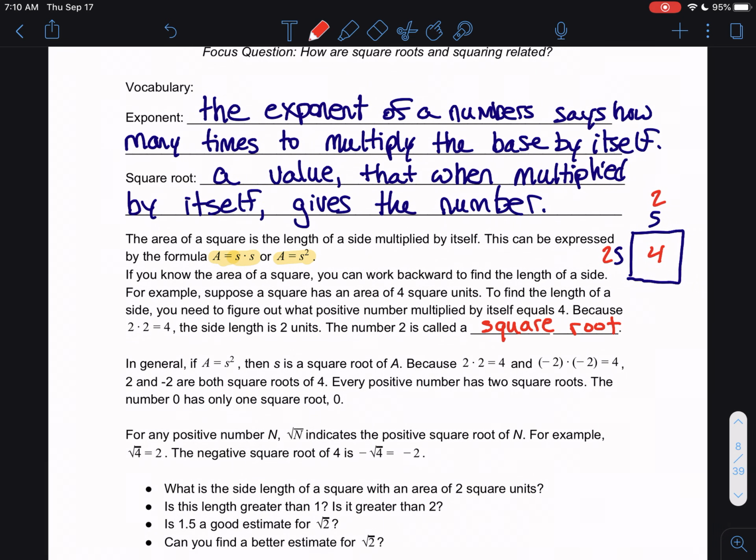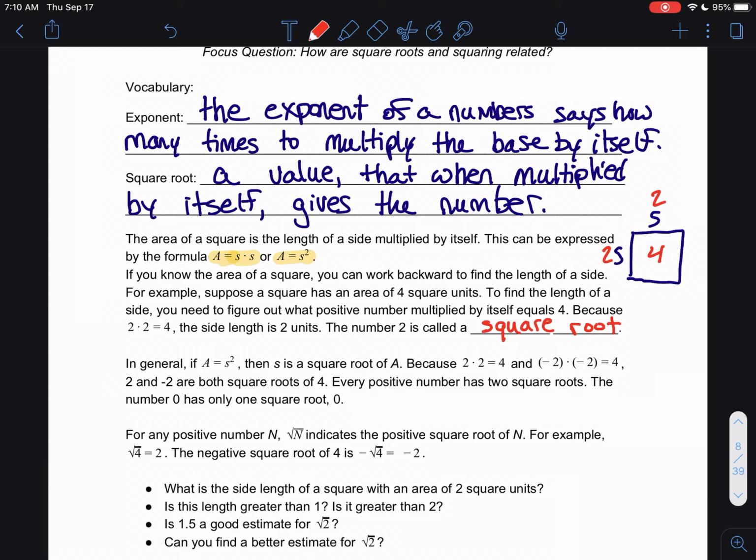So because 2 times 2 equals 4 and negative 2 times negative 2 equals 4, technically both 2 and negative 2 are both square roots of 4. Every positive number always has 2 square roots, and the number 0 is the only one that has just 1 square root, which is 0.